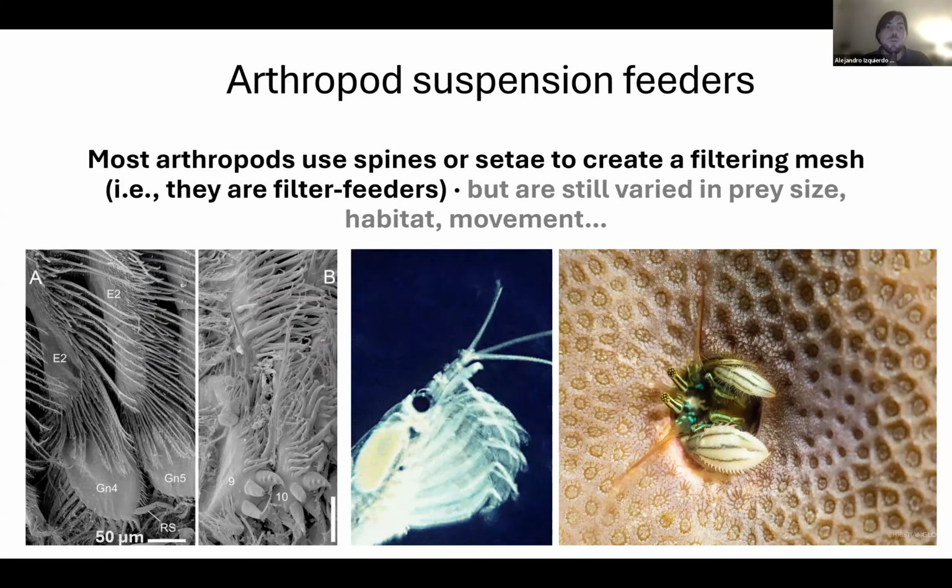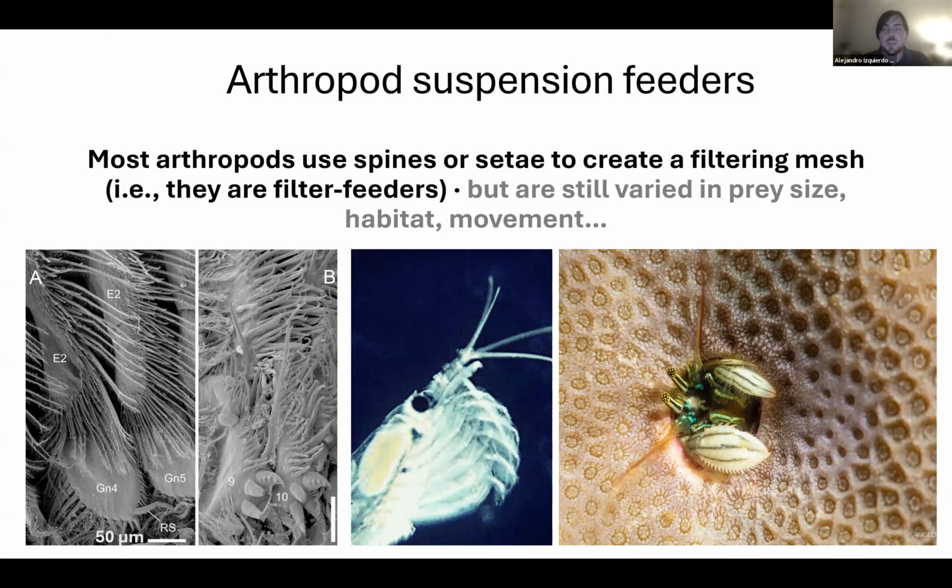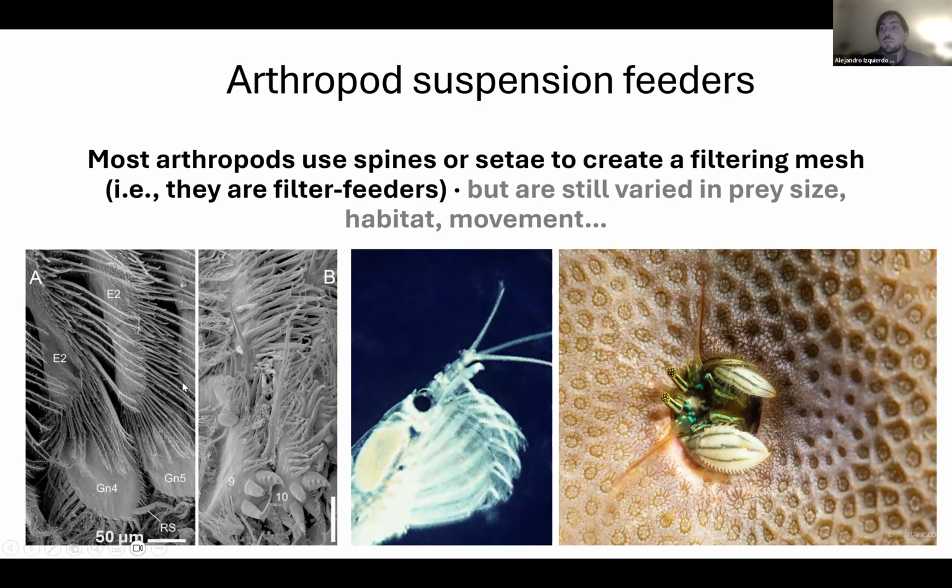Among all of them, what we want to focus on are arthropods. Arthropods don't have a very high diversity in functional morphology, because most of them follow the same pattern. They have appendages with setae or spines that they use to filter prey from the water column. You can see, for example, this image of a shrimp. So a priori, you would say that there's not much variation in how they do suspension feeding.